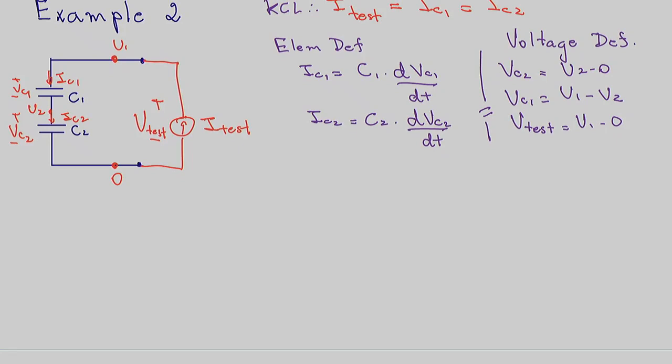Orders here. I'm going to write in green for C2, so you understand what I did later. We do have a current relationship for C2, which gives us IC2 equals C2, a constant, dVC2 dt.